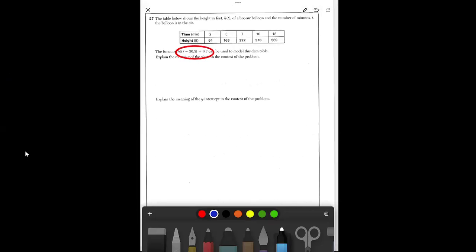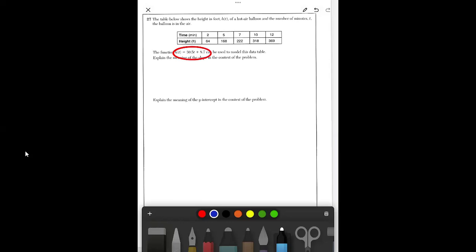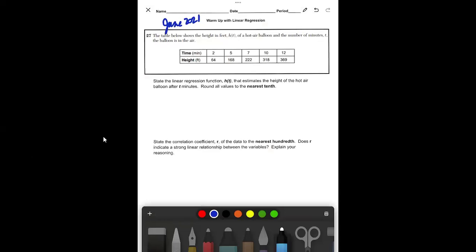We're going to do that, and then we're going to answer the questions about the slope. What does it mean? And what does the y-intercept mean? I thought this would be a good problem. So here's what I'm going to do. I'm going to take this table, enter it, and then use linear regression to come up with the equation, and I'm going to round it to the nearest tenth place. So let's just do that.